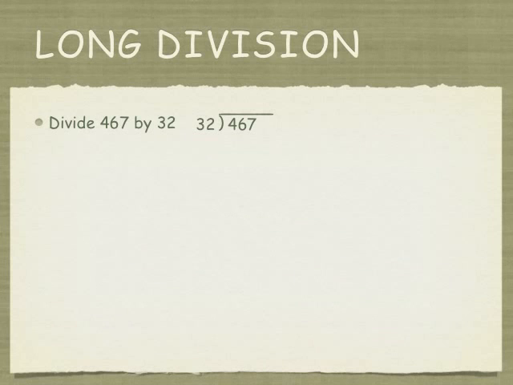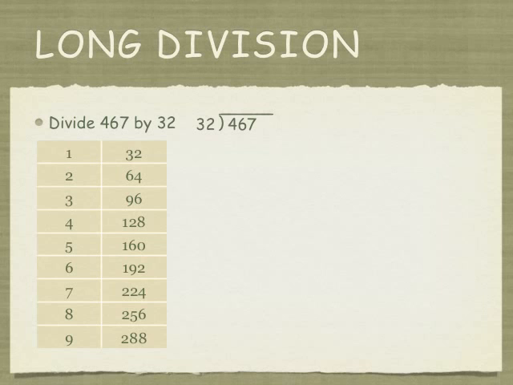So today's problem is 467 divided by 32. When we do long division, we put our numbers like this, with the number we're dividing by to the left of our bracket, and then the other number, 467, underneath. And mentally, I construct a multiplication table using the number I'm dividing by to help me along.